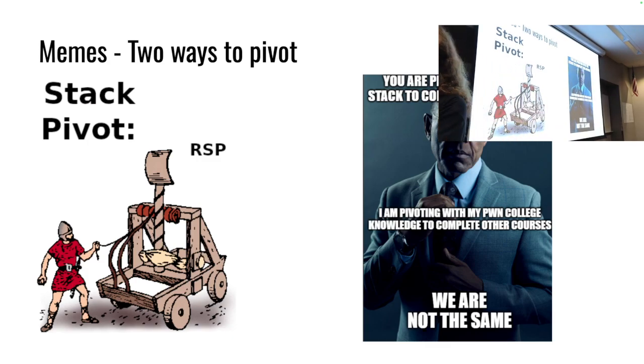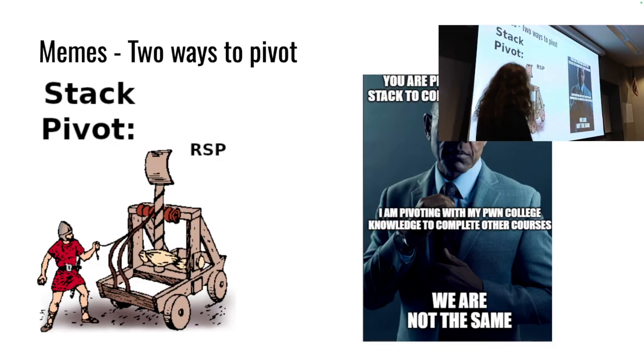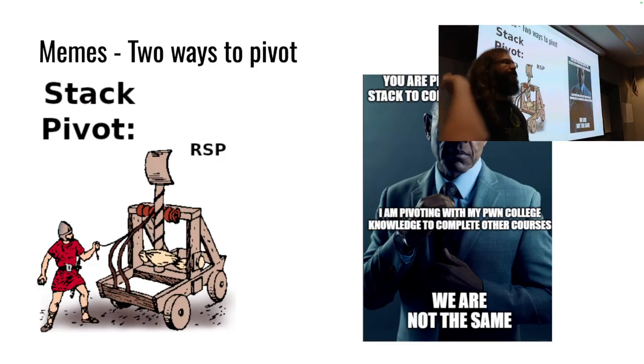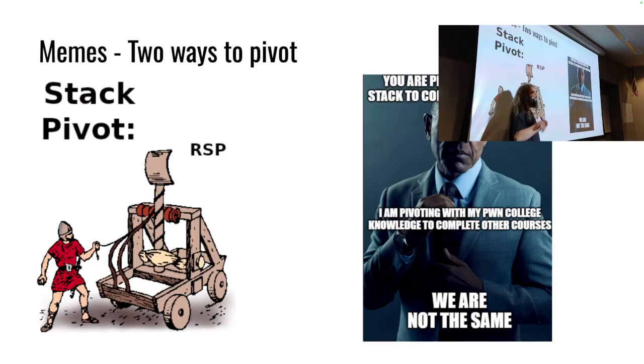Memes, 2 ways to pivot. I actually don't like the meme on the left or the meme on the right, but we're going to go with it. It was a nice way to frame this. So a stack pivot is essentially just setting RSP, sending RSP to somewhere else in memory. And so this is what we talk about when we're talking about ROP and doing a stack pivot or pivoting.